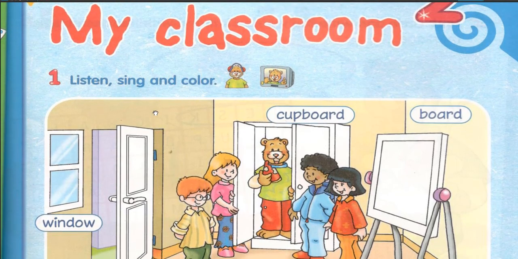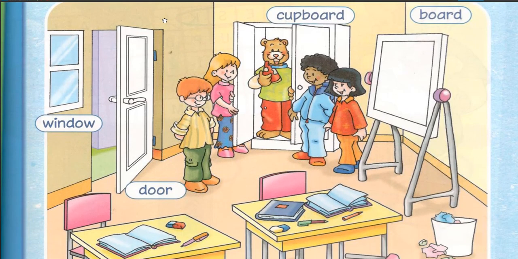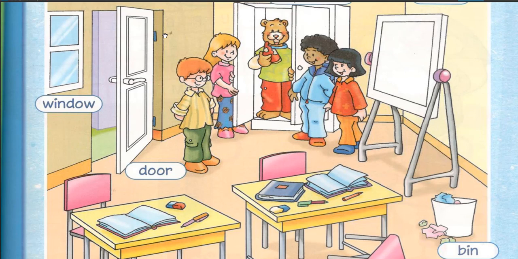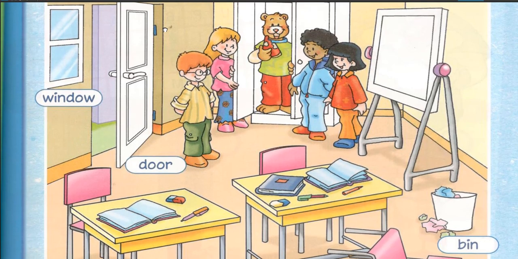The door is orange. The window is blue. The desk is yellow. The chair is pink. The pen is red. The board is black. The cupboard is green.